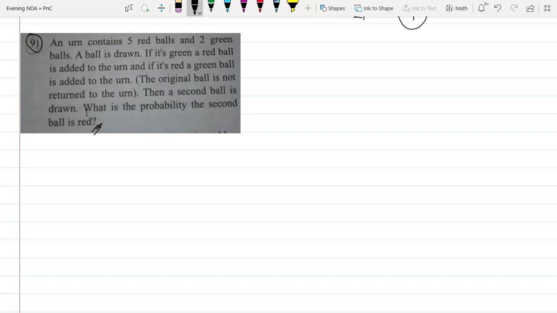Very nice question. See, here we have a box. In this box we have 5 red balls and 2 green balls. What this statement is saying is, in the first instance you are taking one ball. So suppose you have taken the red ball, then you have to add a green ball to this box. And if you take a green ball out of this box, you have to add one red ball in this case. Are you getting the question?